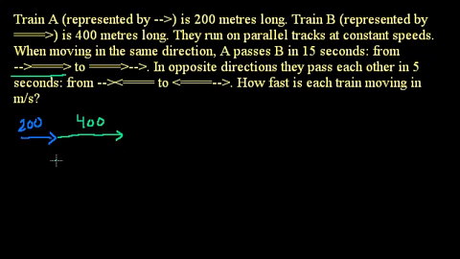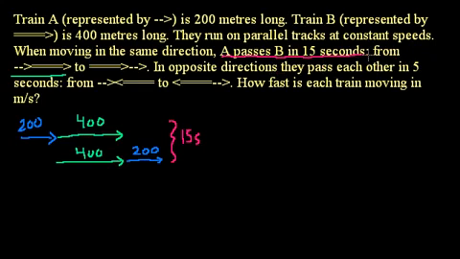So the ending configuration looks like this. The ending configuration, train B here. And then train A has passed train B. 200 meters. This is, once again, 400 meters here. And this situation takes 15 seconds. So this takes 15 seconds to happen. So A passes B in 15 seconds. So that's this whole sentence right here. We go from this situation to that situation.